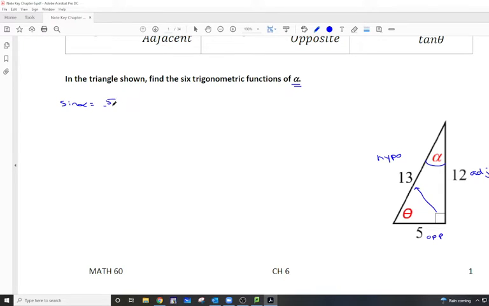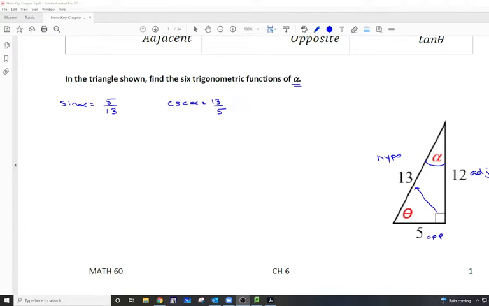So 5 over 13. Now, without even looking at the triangle, I now know that cosecant of alpha is 13 over 5. All right, pause the video and keep going. I want you to do cosine of alpha, secant of alpha, and so on and so forth.